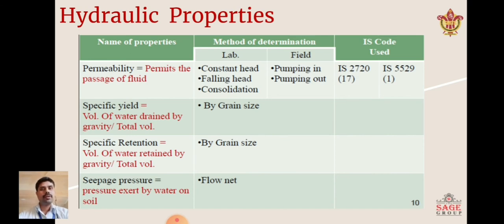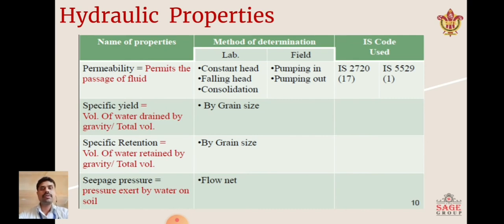The next hydraulic property of soil is specific yield, which is the volume of water drained by gravity upon total volume. Specific yield can be determined by the grain size method. Similarly, specific retention is the volume of water retained against gravity upon total volume. That is also determined by the grain size method.